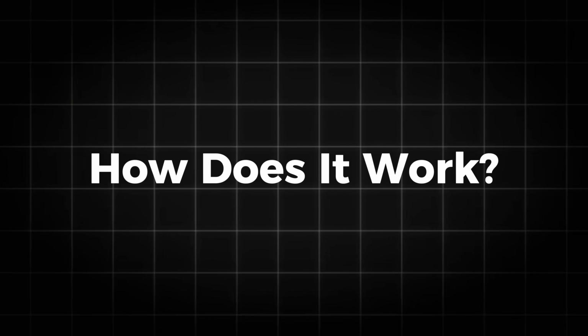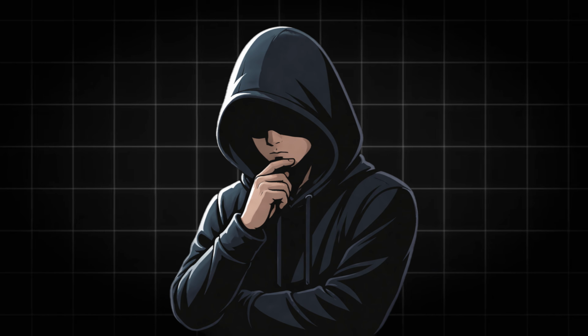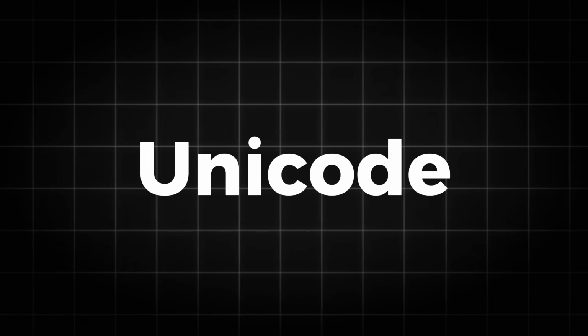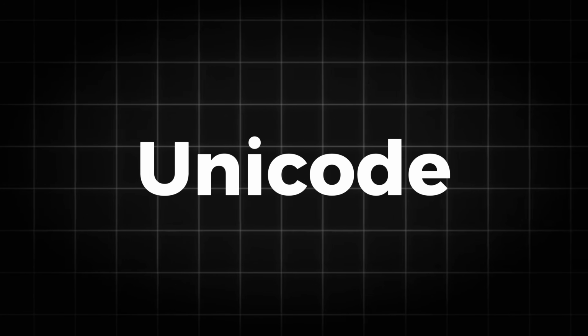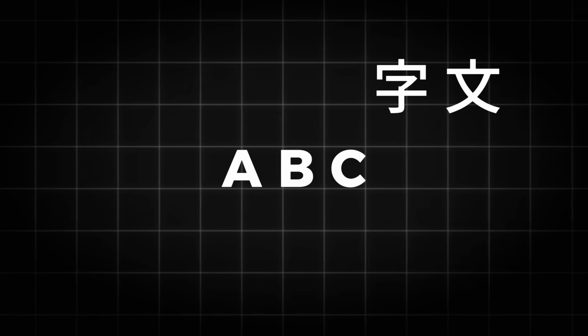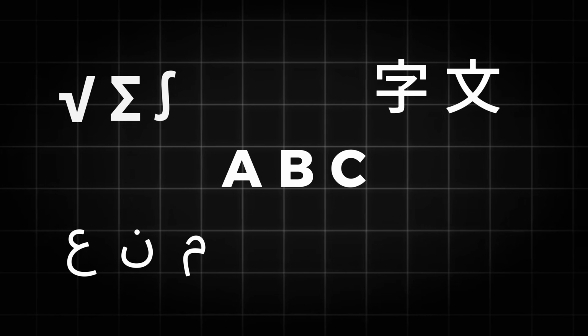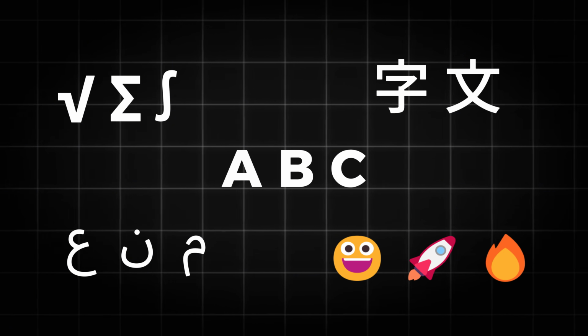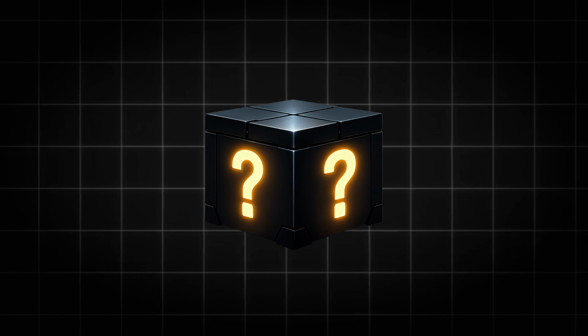So how does invisible text actually work? To understand this, we need to talk about Unicode. Unicode is the universal character encoding standard that allows computers to represent text from every writing system in the world. English letters, Chinese characters, Arabic script, mathematical symbols, emoji. Everything you see on screen is represented by Unicode. But here is what most people do not know.